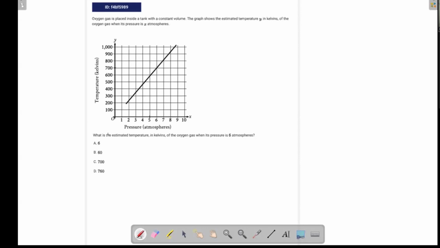All right. So this one's pretty straightforward. It's basically just reading the graph. So if we know pressures on the X, temperatures on the Y, they're asking what the temperature is going to be when pressure is 6. So if we look at the X-axis, 6 is going to be right here. And all we have to do then is move up to the slope and see that right here, this pressure of 6 atmospheres is going to correspond to the temperature of 700 kelvins, meaning our answer would be C. Is there any questions on that?